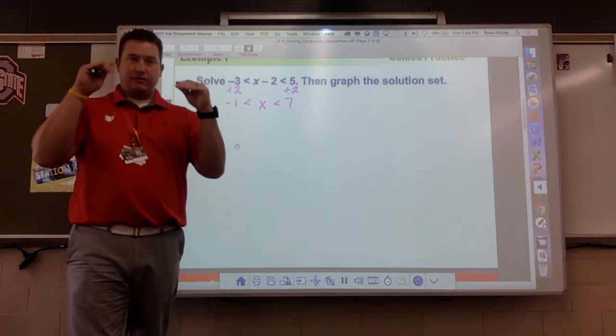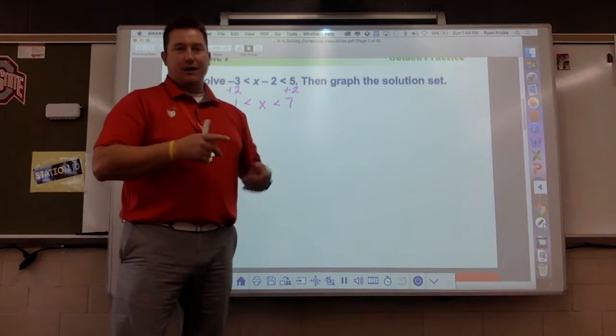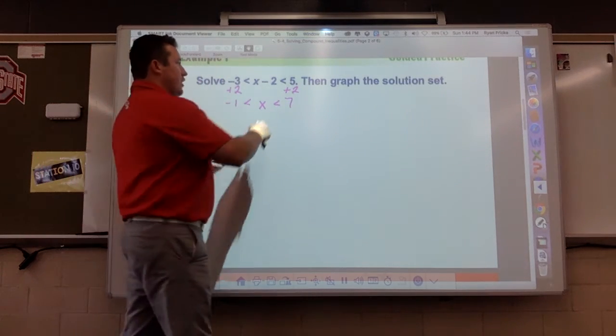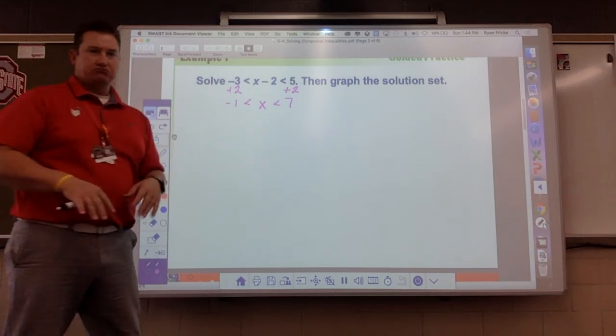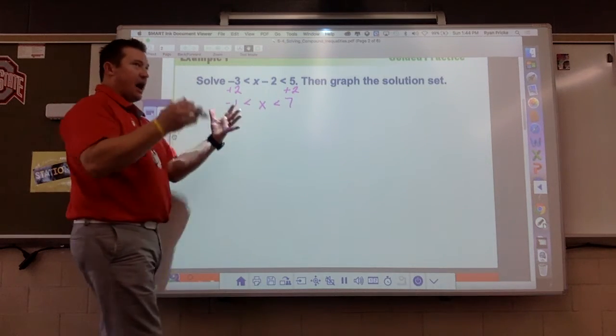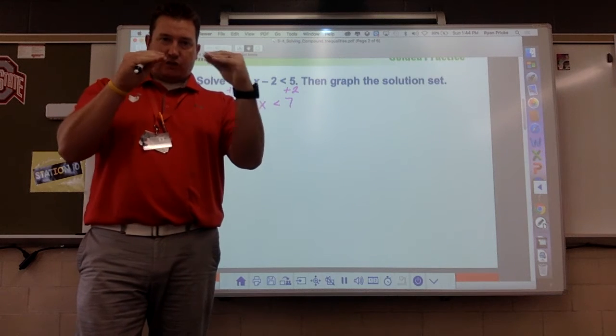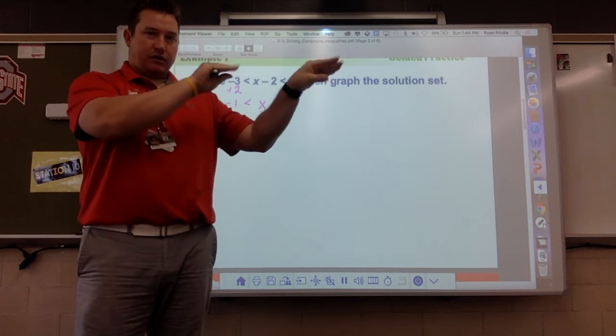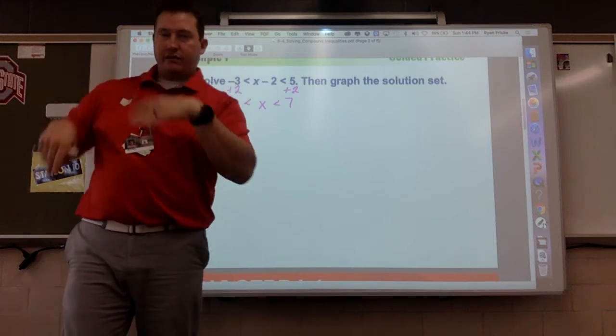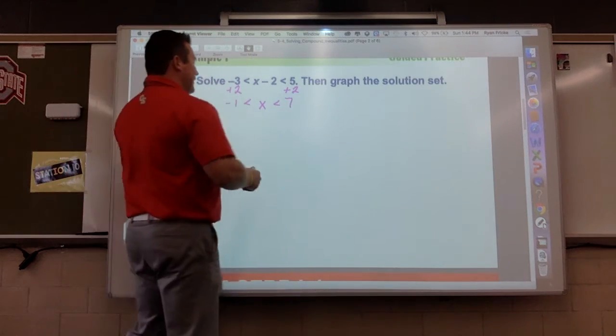Guys, the chompers, the alligators, are always going to be going the same way. You're never going to get one where this would be a greater. That's not going to happen, right? Because they're compound inequalities, both your alligators, you'll never see this. Chomp, chomp, chomp. They're always going to be going the same way. I can't do it the other way.